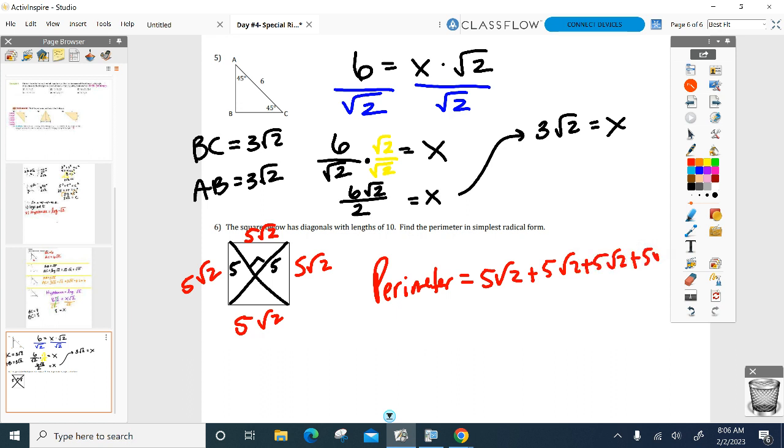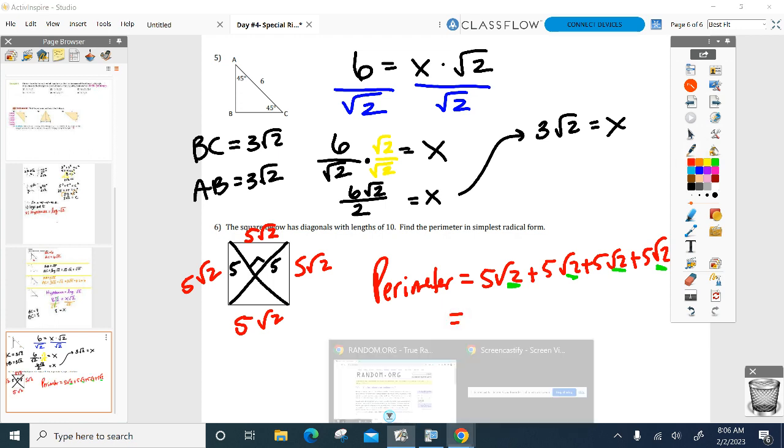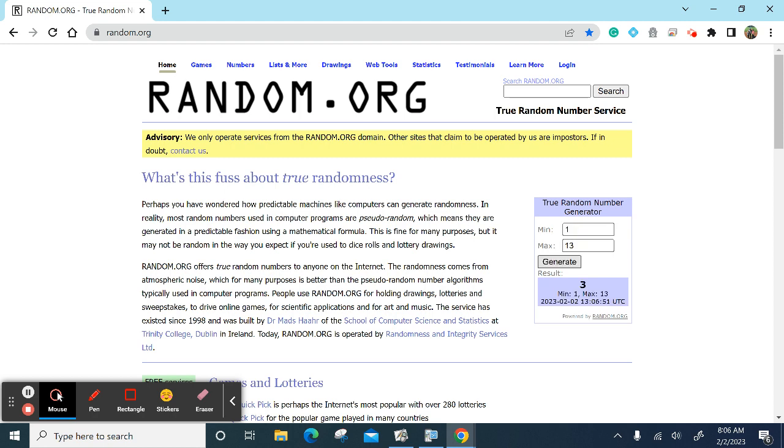And one more. Can I add all 4 of these? Why can I add all 4? Because what's underneath is the same. Remember, you can multiply anything you want, but when you add, the numbers underneath have to be the same. And how many radical 2s do I have up here? 3.